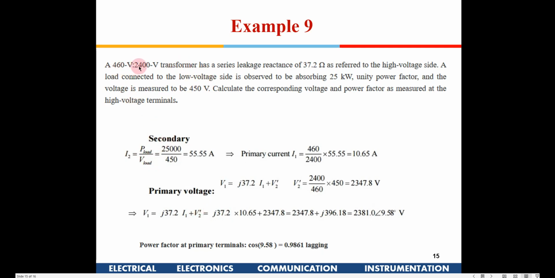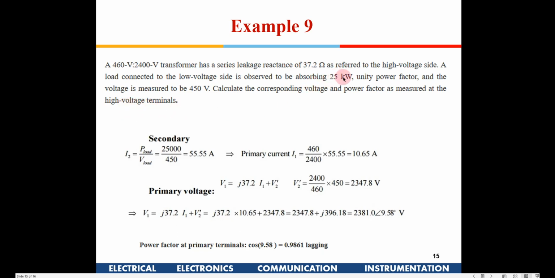A 460 volt to 400 volt transformer has a series leakage resistance of 37.2 ohms as referred to the high voltage side. On the higher voltage side, this has a leakage reactance of 37.2 ohms, okay. A load is connected on the low voltage side and it is observed to have 25 kilowatt at unity power factor. That is, a resistive load is connected on the low voltage side, and the voltage is measured to be 450. Calculate the corresponding voltage and power factor as measured at the high voltage terminal, right.